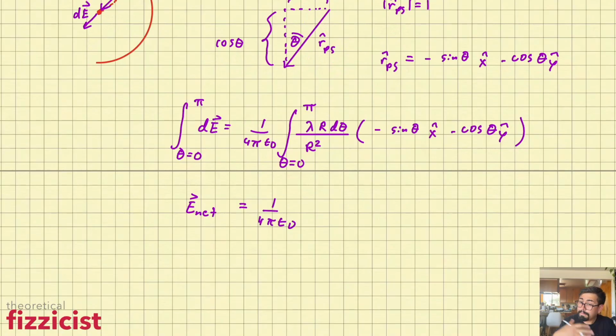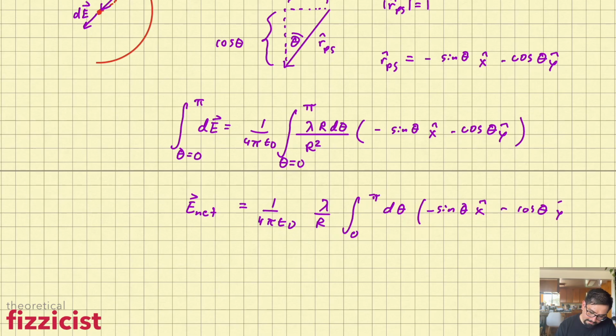And let's ask ourselves, what pieces of this integration are independent of the theta angle and which depend on theta? Again, radius doesn't care about theta, so those can factor out. Lambda doesn't care, so let's go ahead and factor out all that. So we got lambda over r right there. And we got 0 to pi over here, and now we have two integrations, and these are familiar. Sine theta x hat minus cosine theta y hat. Cool.